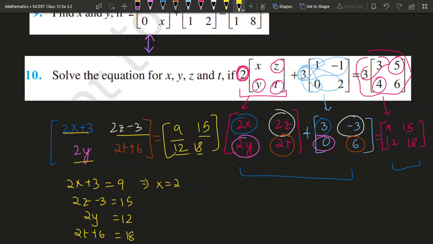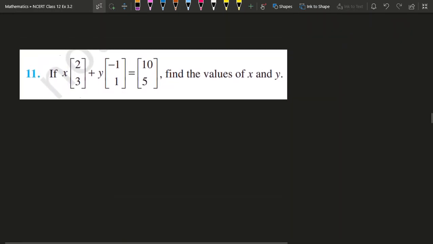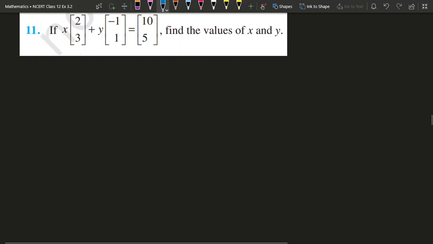You would get x equals 2, z equals 9, y equals 6, and t equals 6, sorry. And once you get this, you essentially have solved problem number 10. Let's continue talking about these problems, and let's do one more problem.